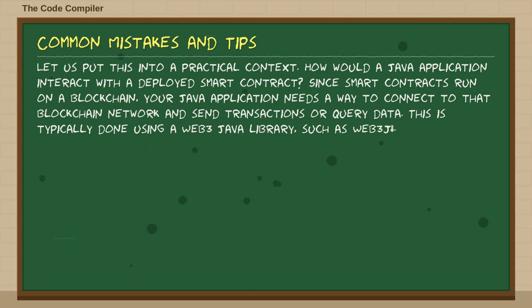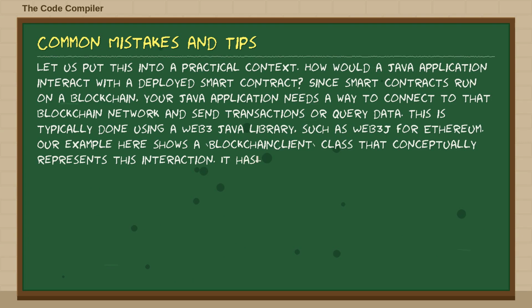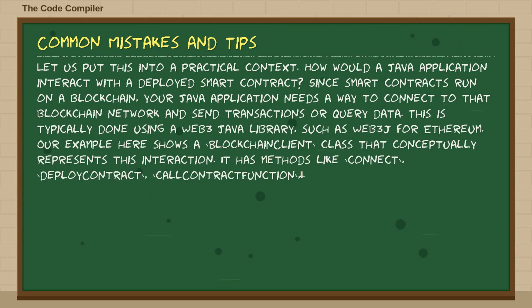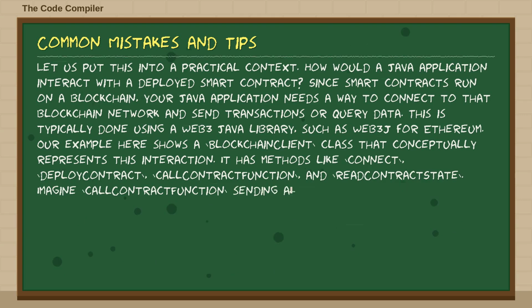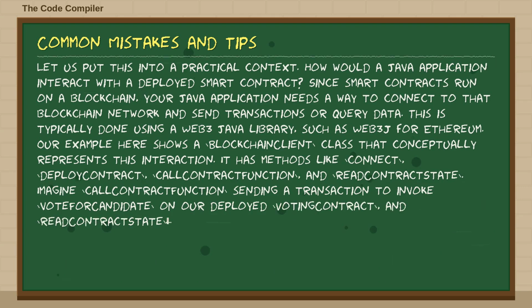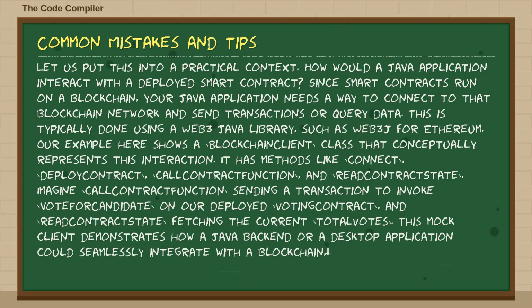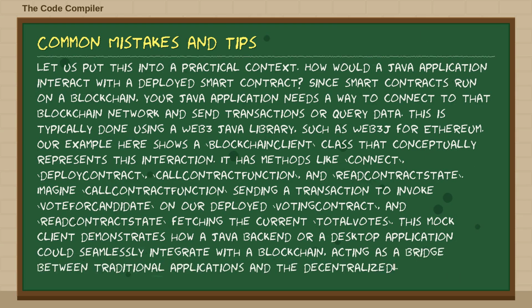Our example here shows a blockchain client class that conceptually represents this interaction. It has methods like connect, deploy contract, call contract function, and read contract state. Imagine call contract function sending a transaction to invoke vote for candidate on our deployed voting contract, and read contract state fetching the current total votes. This mock client demonstrates how a Java backend or a desktop application could seamlessly integrate with a blockchain, acting as a bridge between traditional applications and the decentralized world.